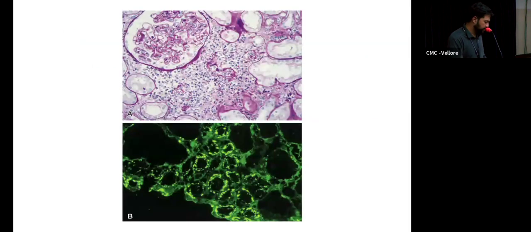So here again, you can see that it's an H&E stain, which is showing a lot of tubulointerstitial infiltrates with monocytes and somewhat widely spaced tubules. So this is again an IF showing IgG deposits in the tubular basement membranes.